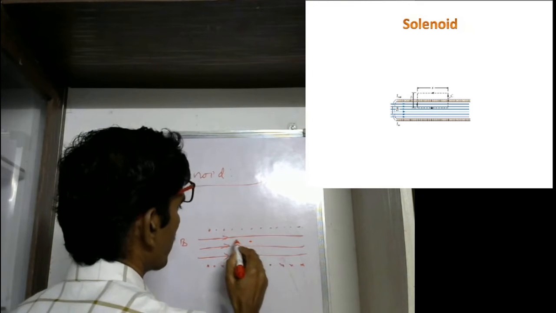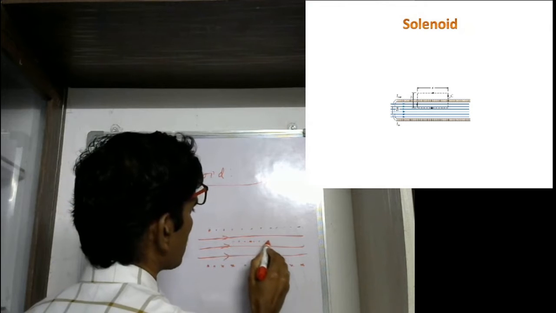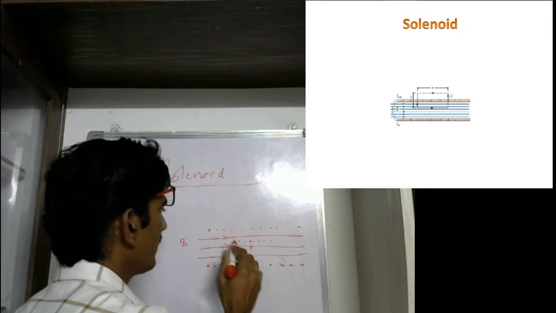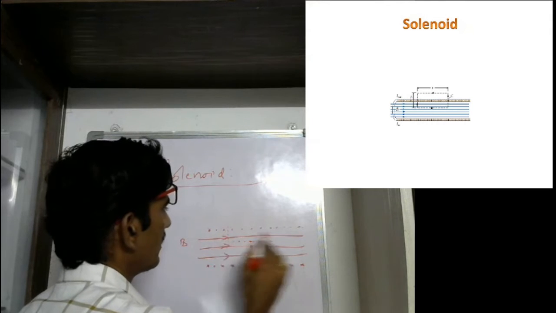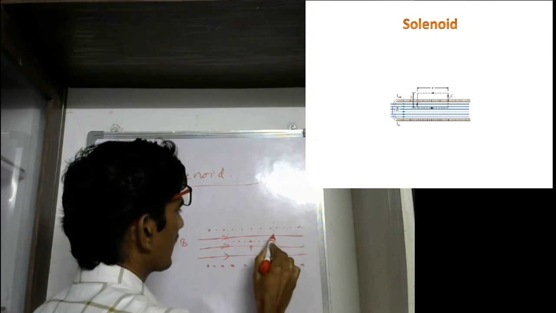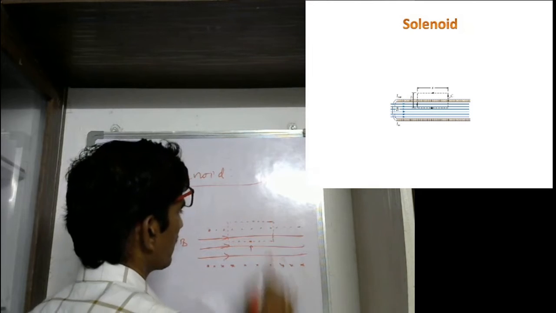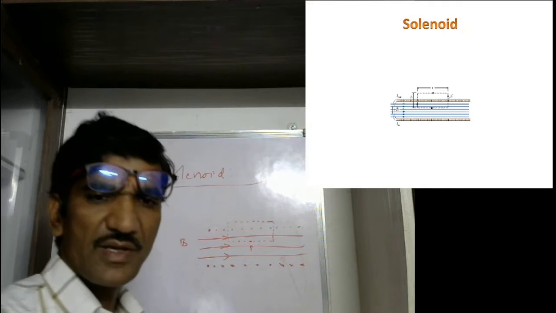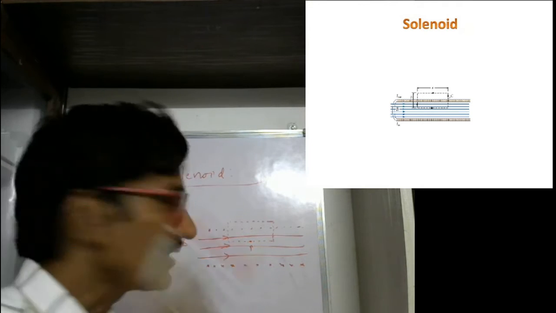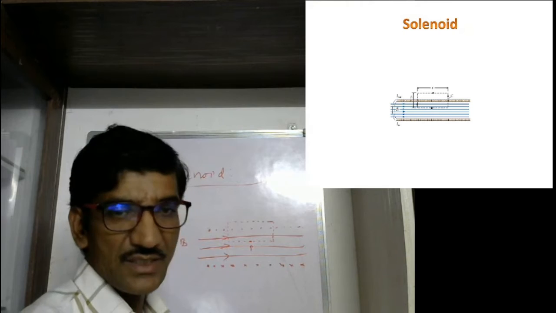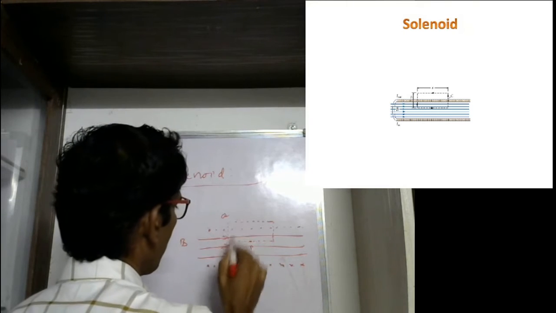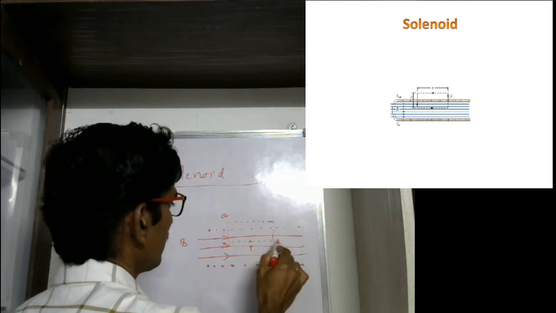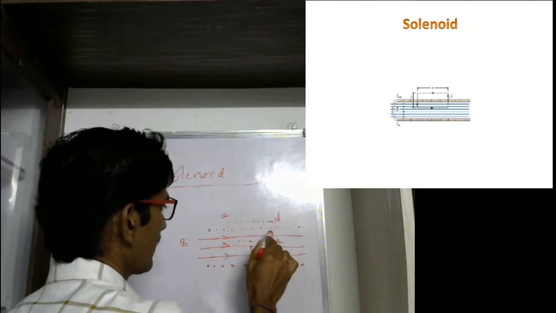Here you want to know the field, that's why you have to select a curve passing through this point, say P. Now I am taking a closed rectangle here. You may take this as A, B, C, D, or whatever you like.